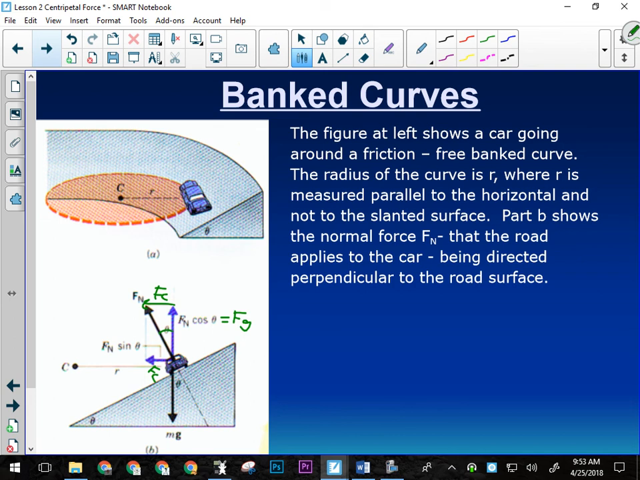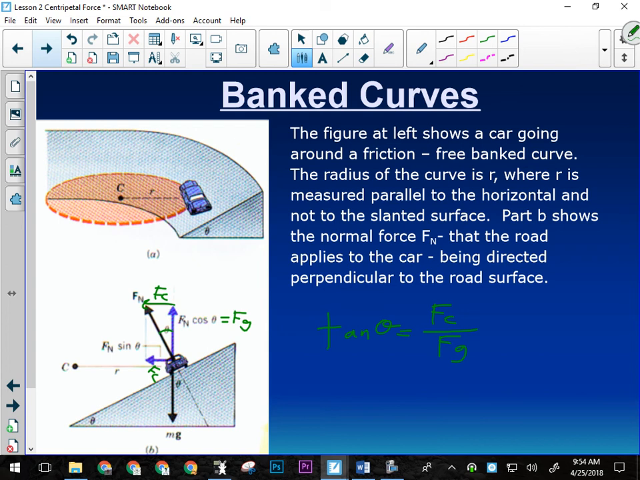So this angle here, theta, like we said, is going to be related to the opposite side and the adjacent side. Everybody okay with that? What trig function relates opposite and adjacent? Tan. All right. So we're saying then that the tan of theta equals the opposite side, centripetal force, over the force of gravity. That's what we're saying.